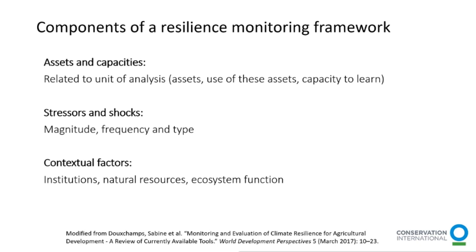At the same time, we also need to have other measures of relevant contextual factors. So these could be institutions, for example, which households might be able to obtain loans from in times of climate stress. They also relate to available natural resources. Of course, natural capital is one thing that will impact on resilience. Ecosystem function, of course, comes into play. Declining ecosystem function could, of course, potentially impact households. So assessing all three of these components is important when we consider how we define a framework to monitor resilience.